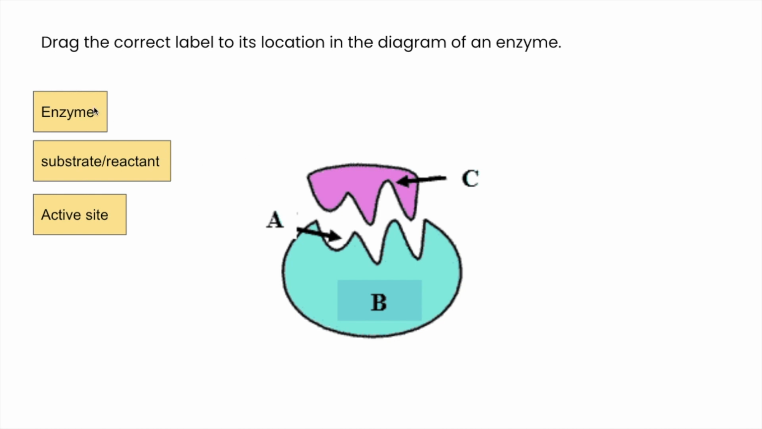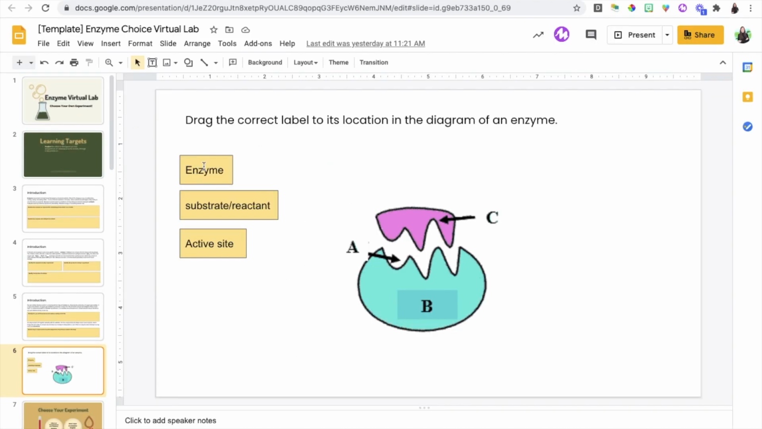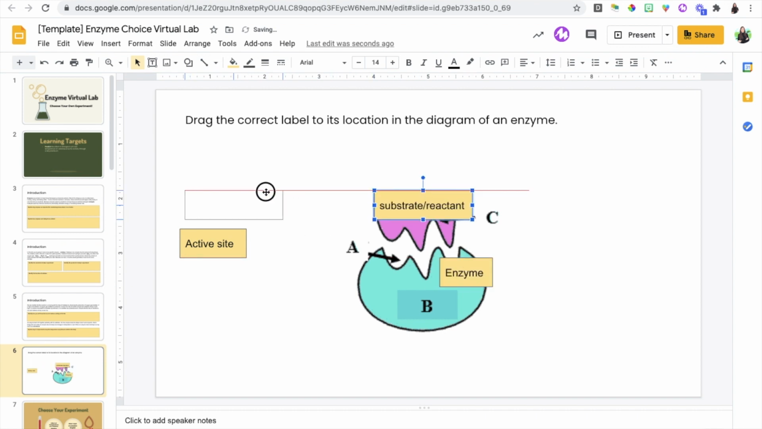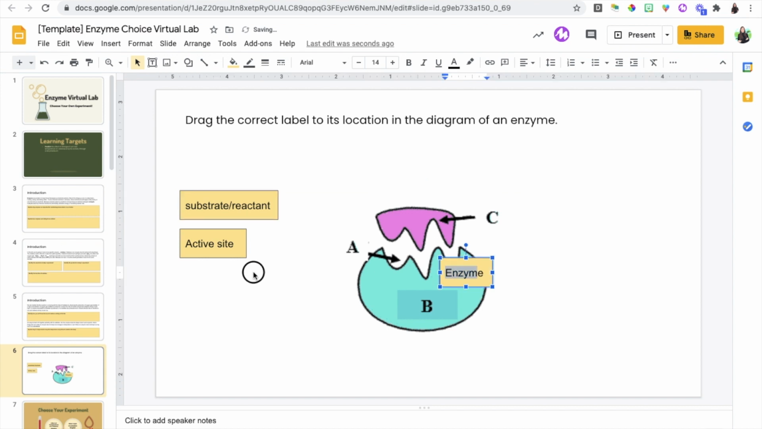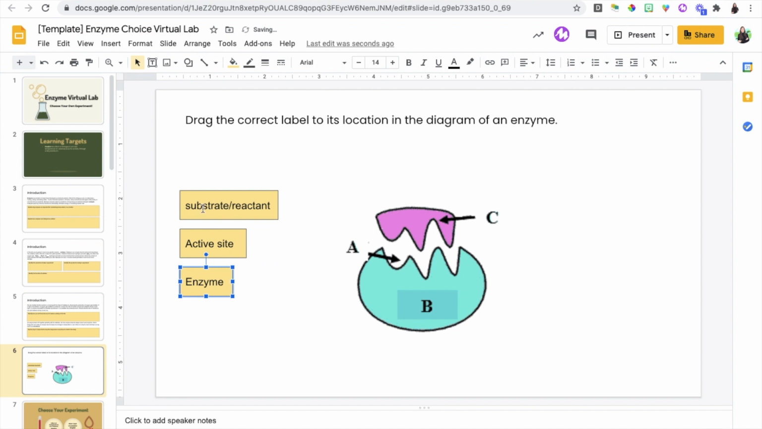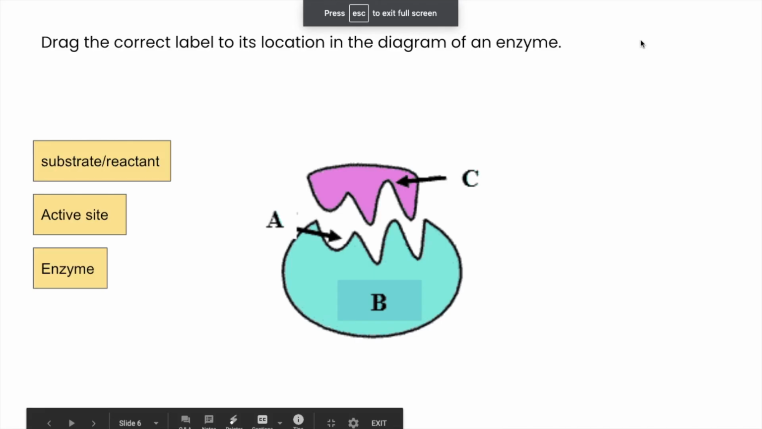So part of interactive notebooks is the ability for them to be interactive, so students can actually move these around and label the different parts of the enzyme correctly. So again, it does add a little bit of interactivity and also increases engagement. Obviously, you can make this as intricate and as interesting as you would like.